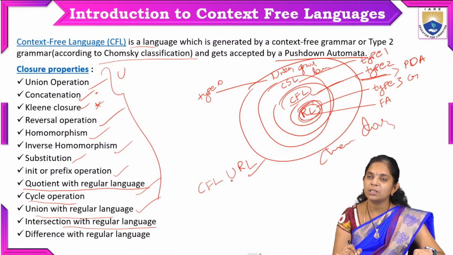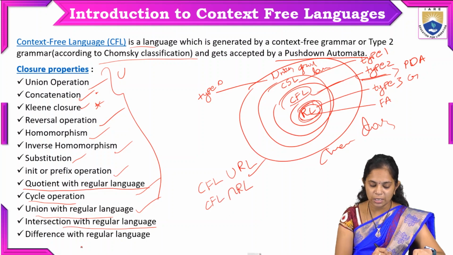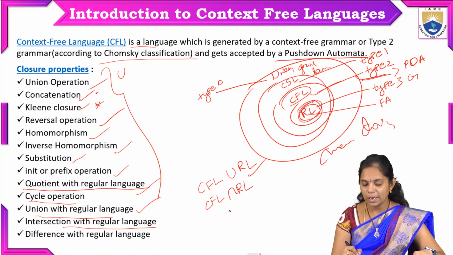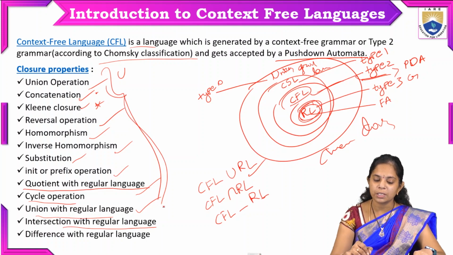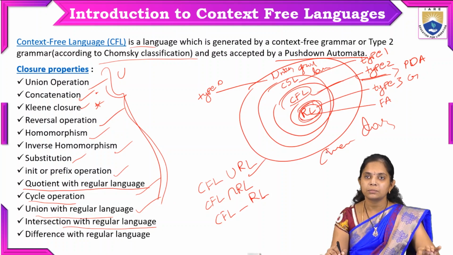Also, intersection with a regular language: a context-free language intersected with a regular language, and difference with a regular language, that is, CFL difference regular language. These are all the closure properties we can perform on context-free languages.